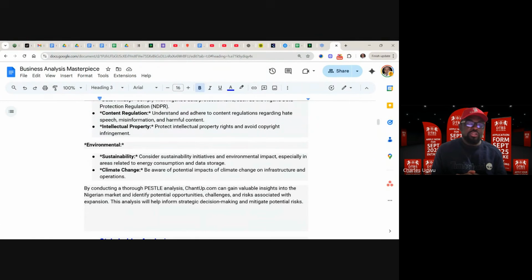And climate change. Under climate change, you need to be aware of the potential impact of climate change on infrastructure and operation. You see that if you apply this, it's going to expand. It helps you to understand your industry very well, the opportunities, the threats, everything. You can use PESTLE analysis to explore the market. So if you are a newcomer in the market, this is the best thing for you to use to explore the market and understand the market very well.